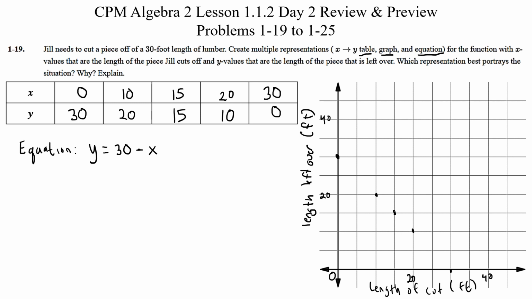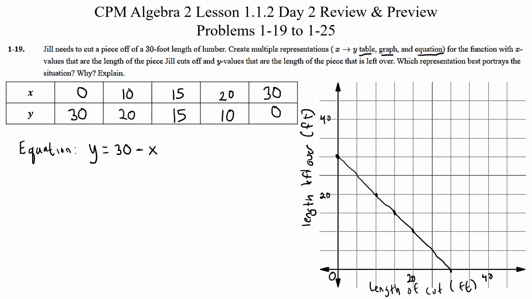Now this is a segment, and we connect the dots because I can cut off any length of wood that is decimal or fractional, so we can connect those dots. But there are no arrows coming out the end because it doesn't make sense to have a negative length of cut or negative length left over.